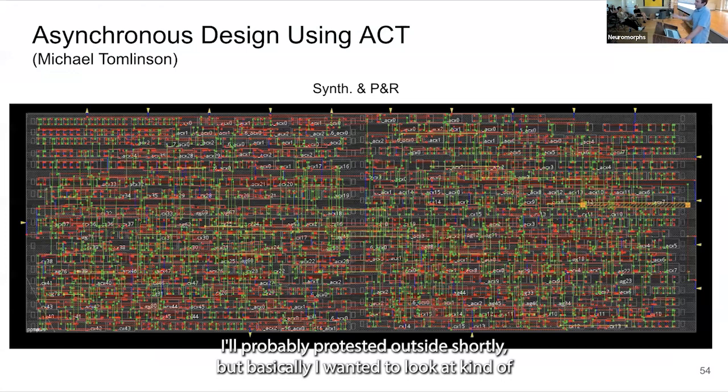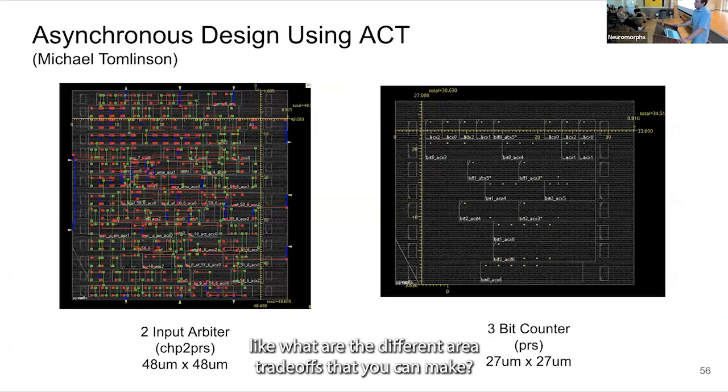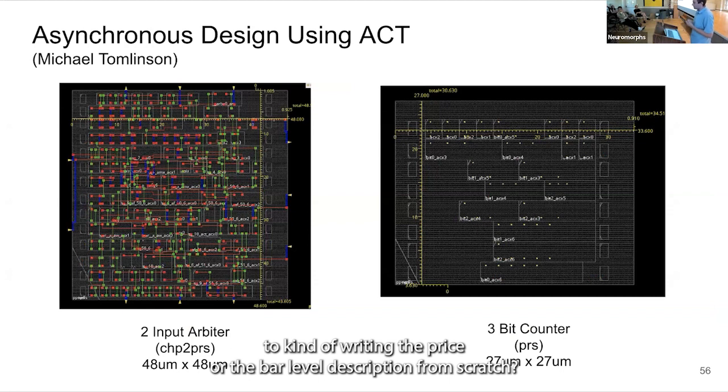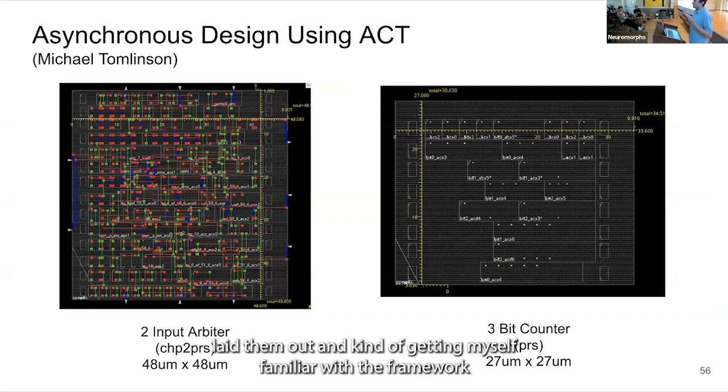Basically, I just wanted to look at these different circuit families, so bundled data versus quasi-delay insensitive, and what are the different area trade-offs that you can make? And is there an area benefit to writing the PRS or the lower level description from scratch? So I made a bunch of different designs, laid them out, and got myself familiar with the framework.